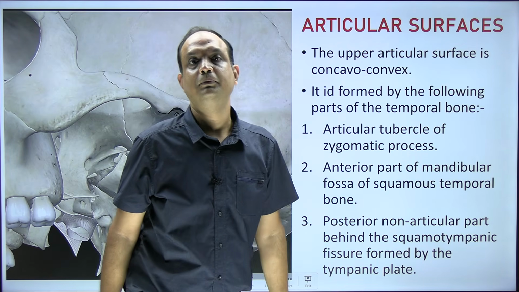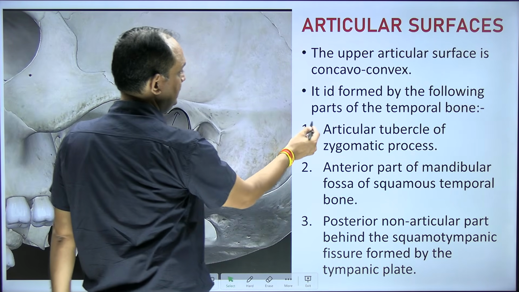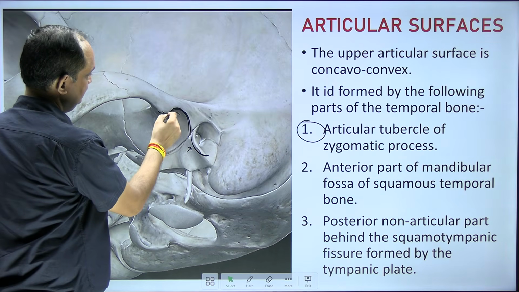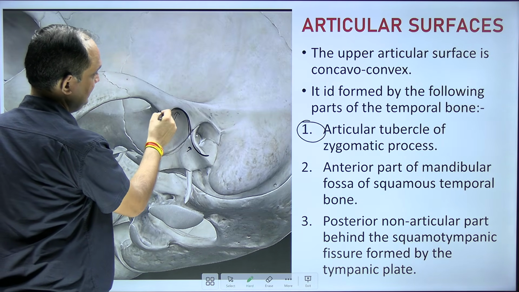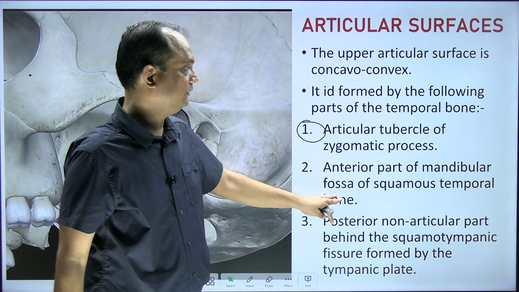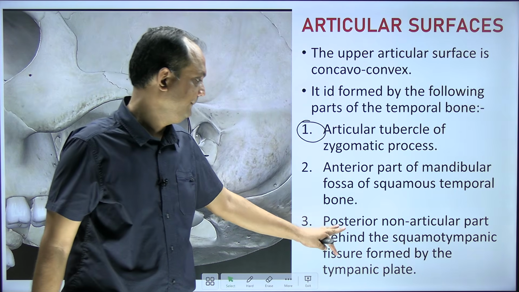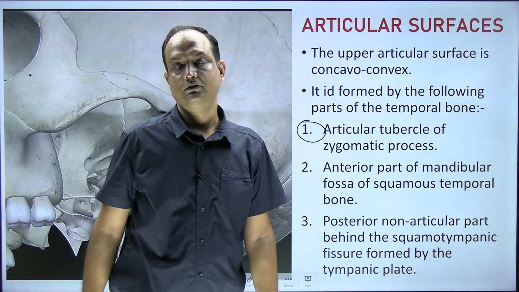What are the temporal bone parts contributing to this surface? The first is the articular tubercle of the zygomatic process. So this is the articular tubercle of the zygomatic process. Second is the anterior part of the mandibular fossa of the squamous bone, and the posterior non-articular part of the tympanic plate of the temporal bone.